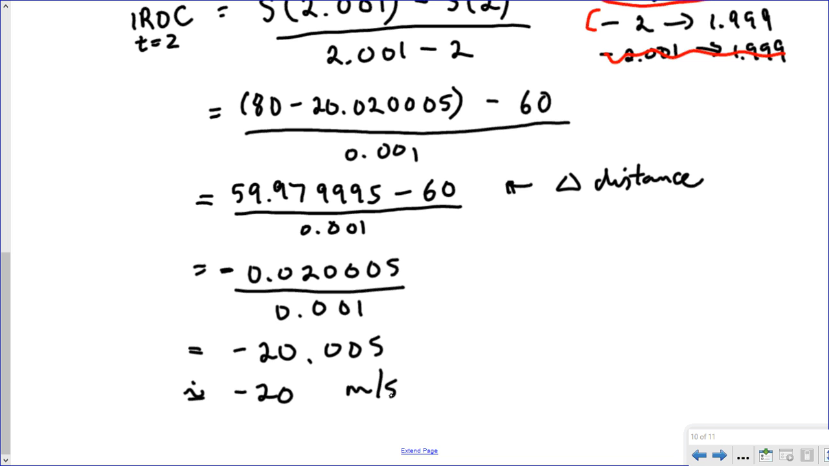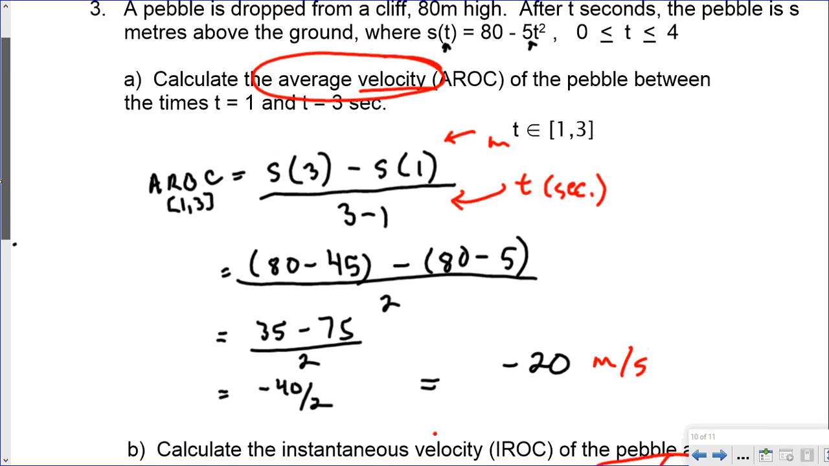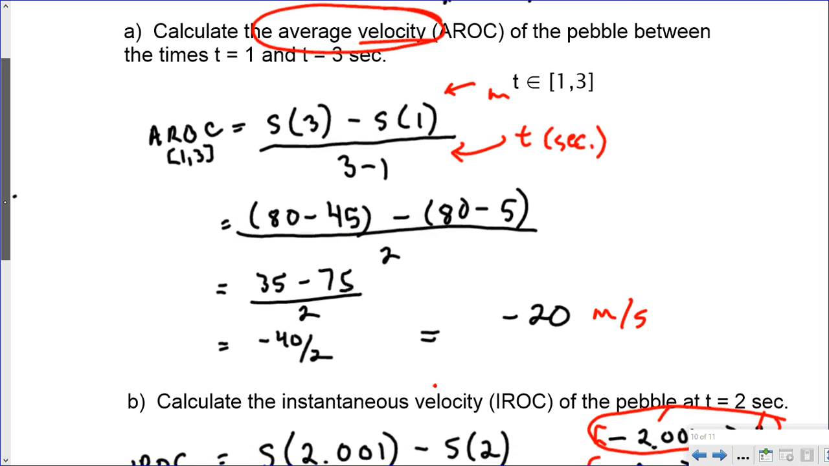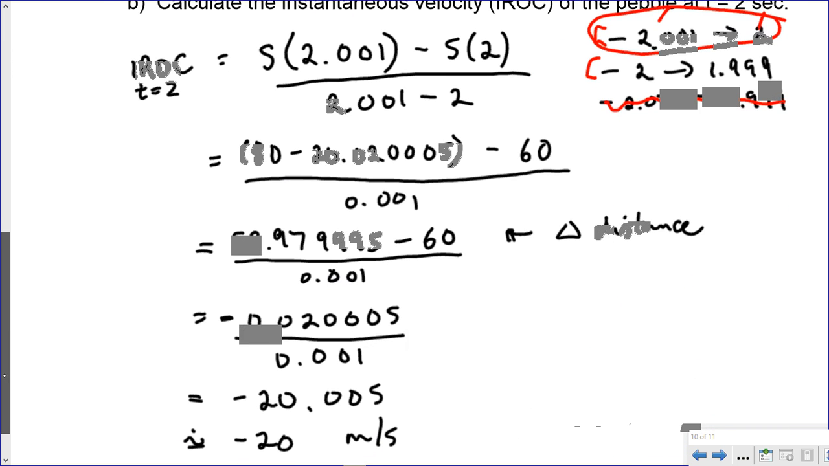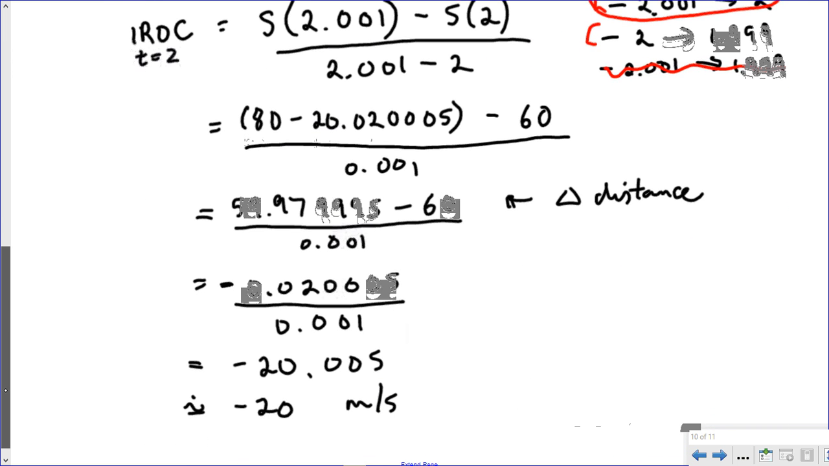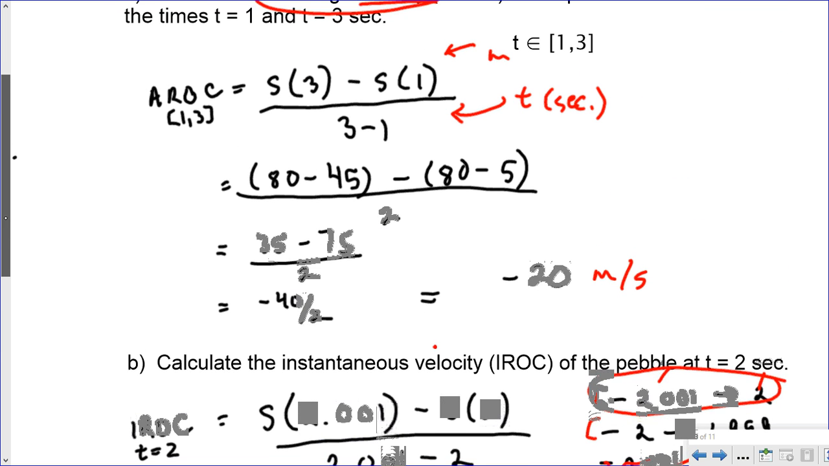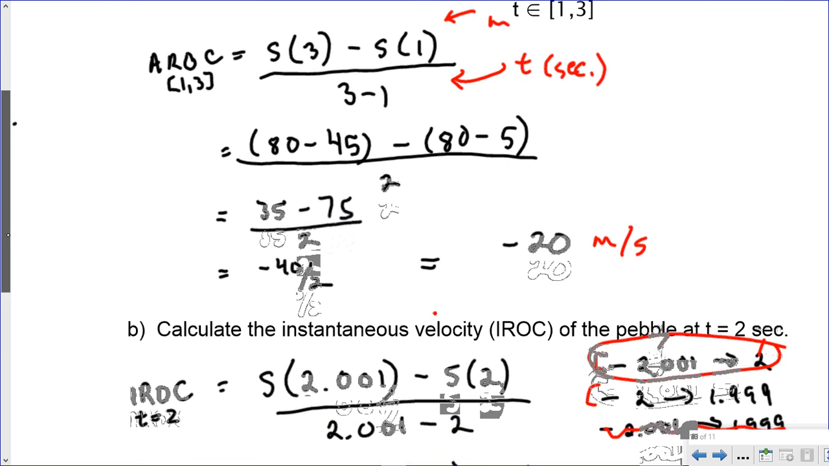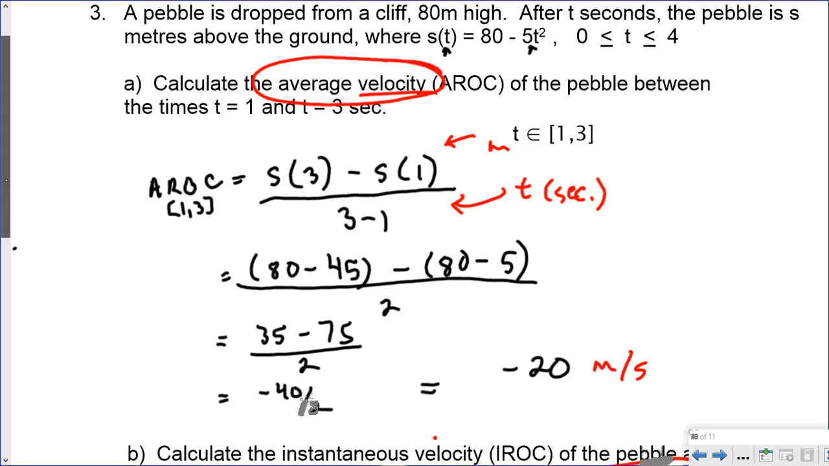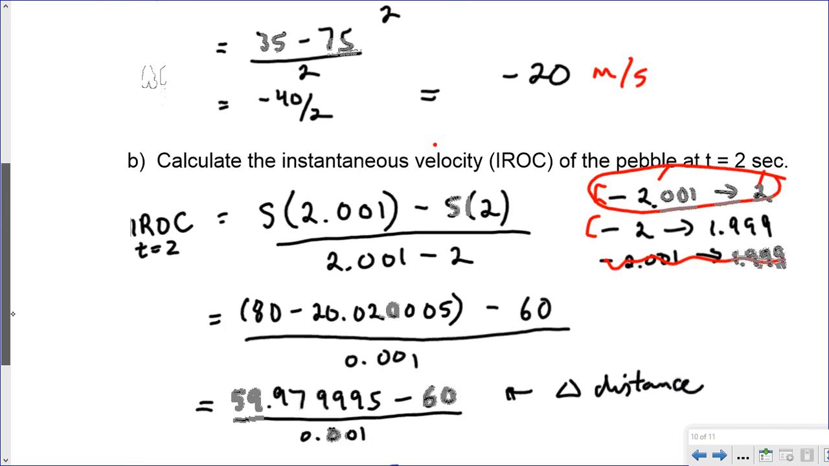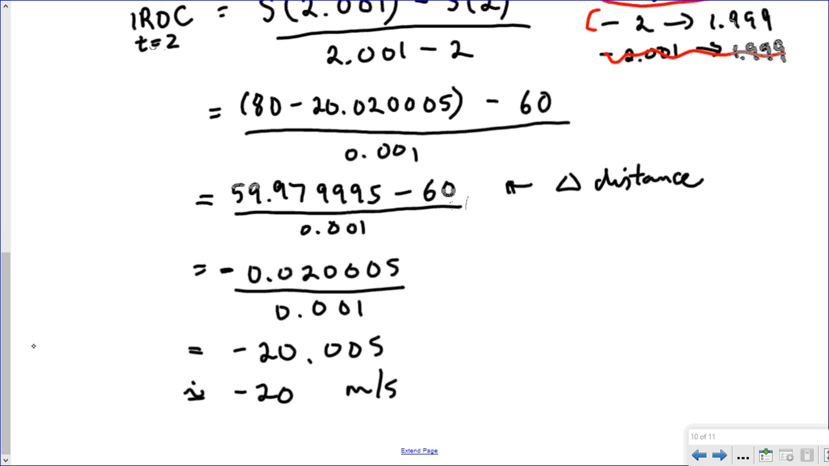Okay, that has a familiar ring to it. The average rate of change between 1 and 3 was negative 20 meters per second, and the instantaneous rate of change at 2 was negative 20 meters per second. Well, 2 is the average point between 1 and 3, right? So on nice, smooth, continuous functions, that might very well be the case in a lot of situations like that.